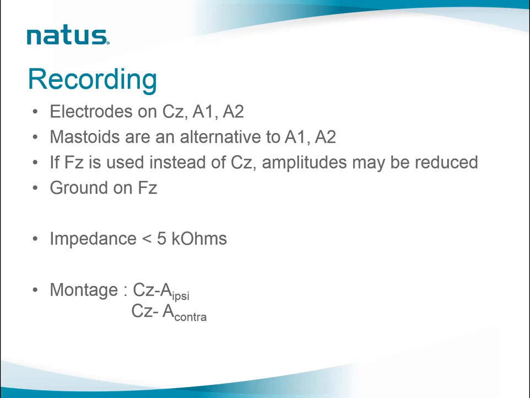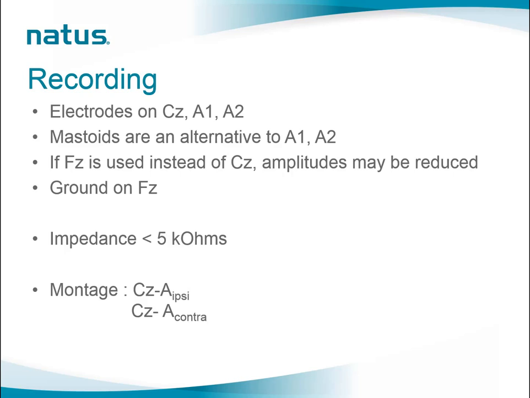The ground should be placed on FZ, or in children can also be placed on the shoulder. However, it's important to not place the electrode next to the deltoid in order to avoid ECG artifact. No matter where we place the electrodes, the impedance should be kept very low, below 5 kilo ohms.